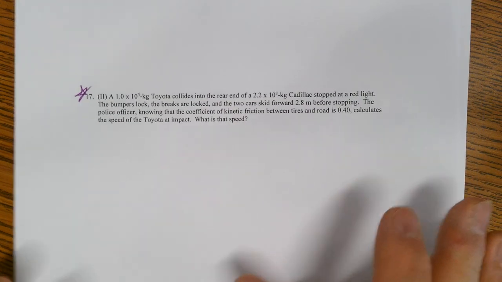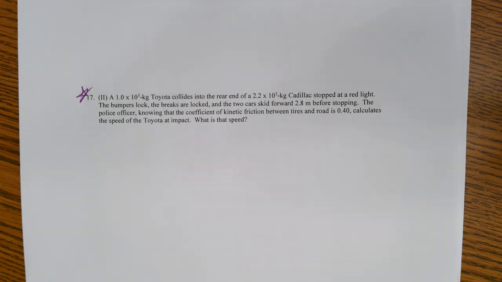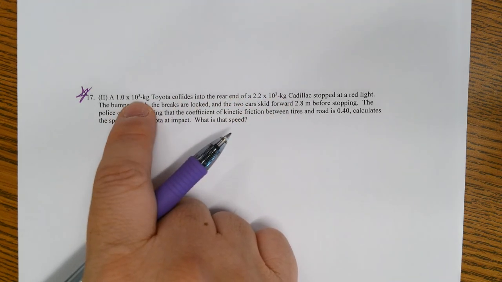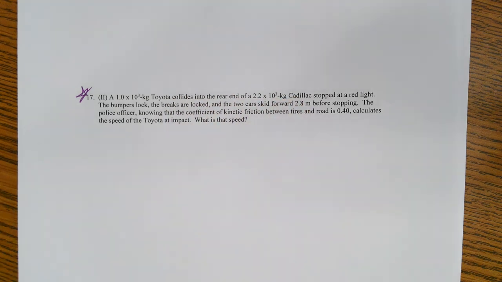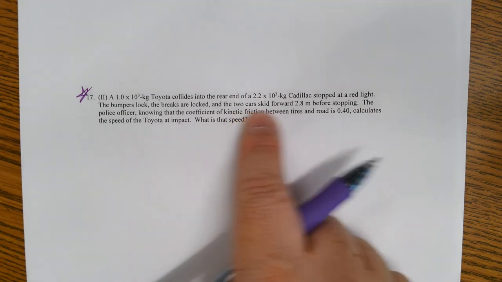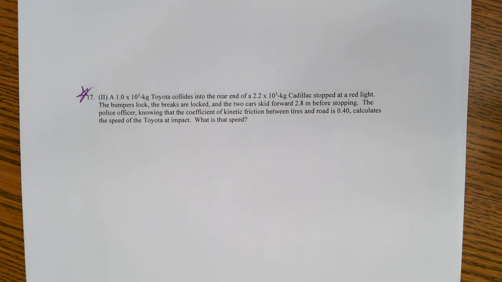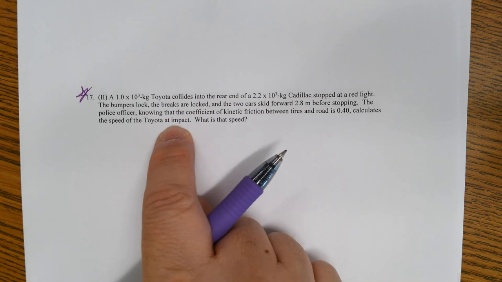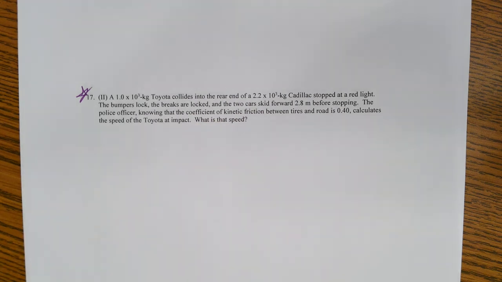Number 17. We have a 1,000 kilogram Toyota that collides into the rear end of a 2,200 kilogram Cadillac stopped at a red light. So the Cadillac is at rest. The Toyota, however, is moving, but we don't know how fast. We just know it has to be moving in order to crash into this thing. The bumpers lock and the brakes are locked, and the two cars skid forward 2.8 meters before stopping. The police officer, knowing that the coefficient of kinetic friction between the tires and the road is 0.4, calculates the speed of the Toyota at impact. What is that speed?